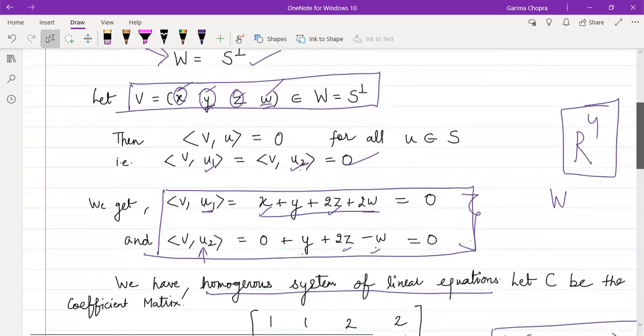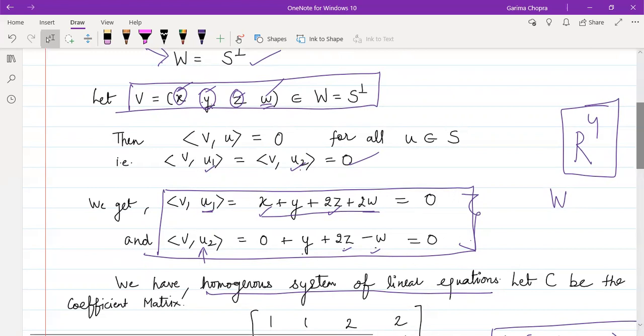See here, these two equations give us a homogeneous system of linear equations. So the same thing we did when finding the basis of the kernel. We considered the arbitrary vector of the kernel, and by using the definition of the kernel, we got a homogeneous system of linear equations. And the way we find the basis of a vector space, which is actually the set of all solutions of a homogeneous system of linear equations, the same way we will be finding the basis of the orthogonal complement here.